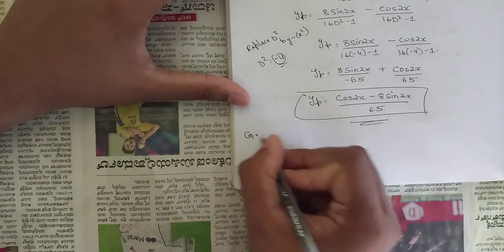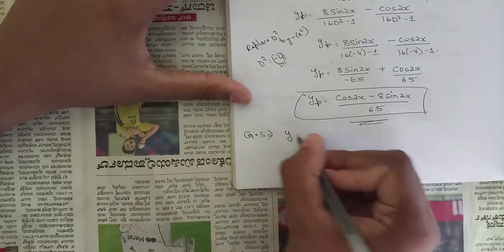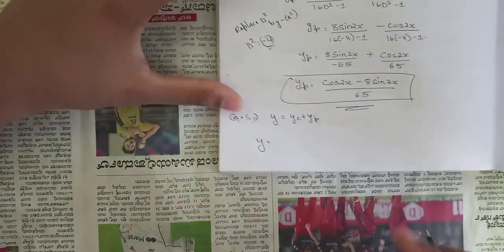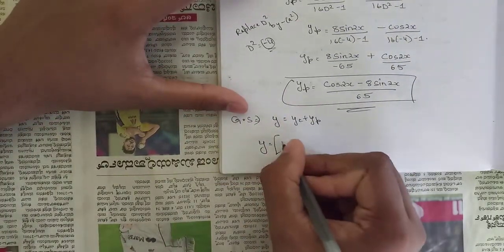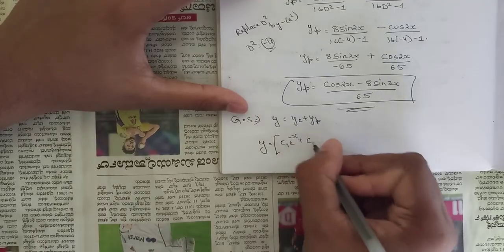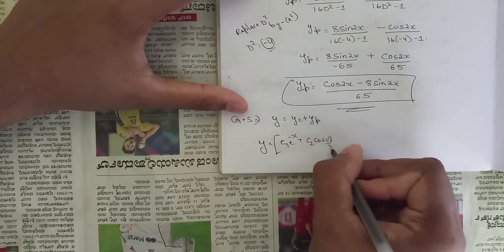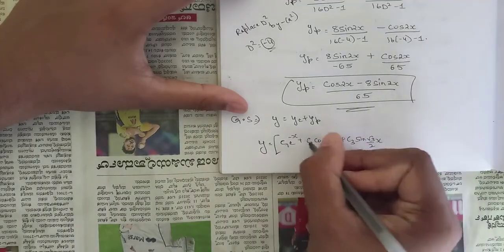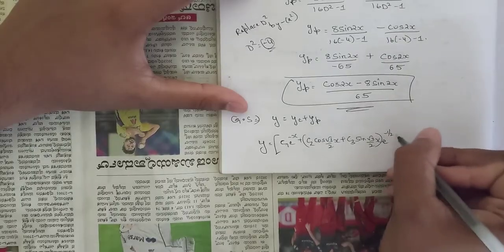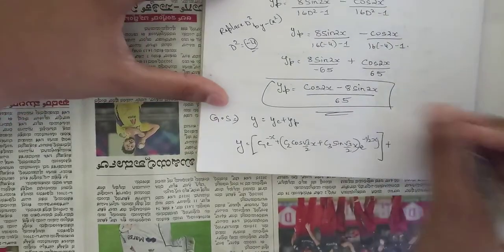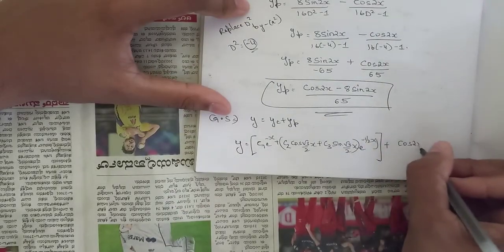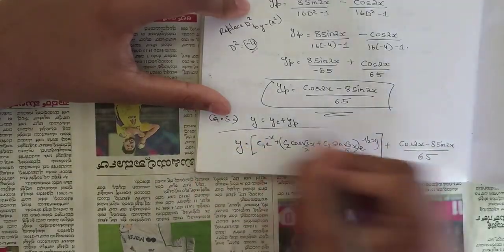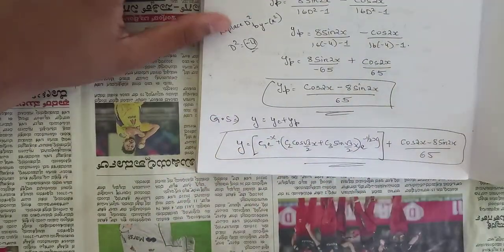So now we can write the general solution as y is equal to yc plus yp, right? So therefore y is, what we've got, the complementary function, c1 e to the power minus x plus (c2 cos root 3 by 2 x plus c3 sine root 3 by 2 x) into e to the power minus 1 by 2 x, plus the particular integral, which is (cos 2x minus 8 sine 2x) by 65. So this is your required answer.